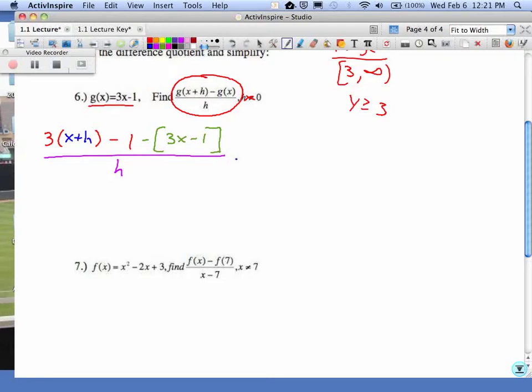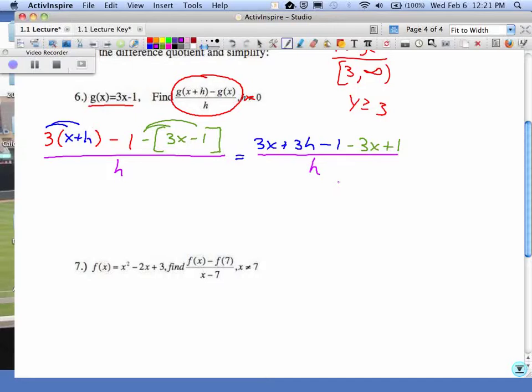Let's do blue. So distribute the 3. Don't forget about this negative 1 that's sitting here. And then the green stuff, distribute the negative sign. Again, this was all over h.